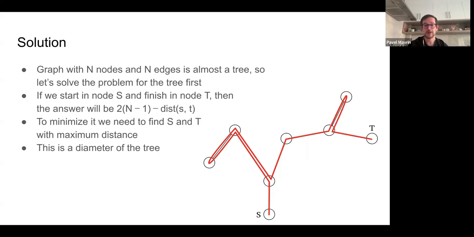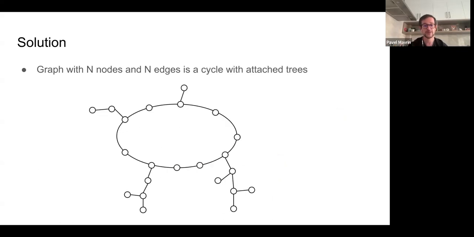Now let's move to our problem. Now we don't have a tree. We have something else. We have a graph of n nodes and n edges. It's not a tree. It's like a cycle with some attached trees. So a little bit more complicated structure, but it's actually very close to a tree. So we will use a very similar algorithm to this problem. Now let's see. We need to visit all the nodes of this strange graph. Again, we have two nodes where we start and finish our path.